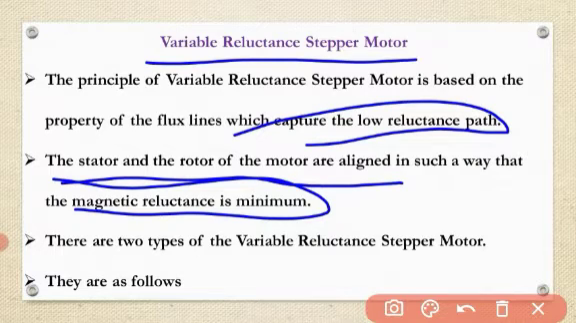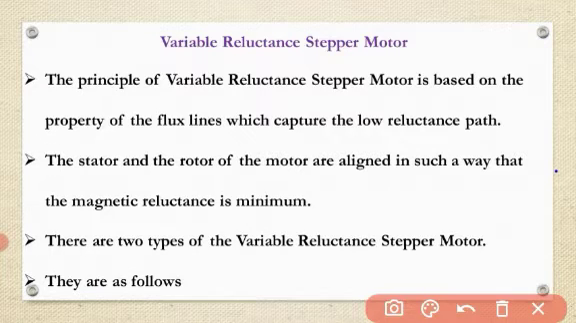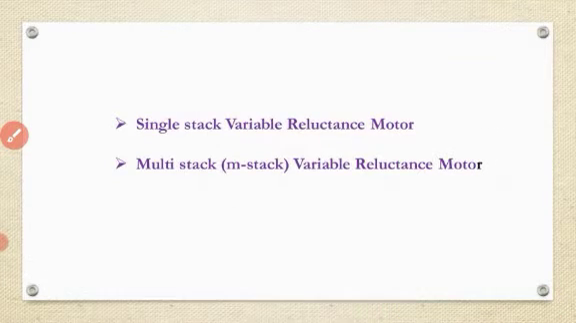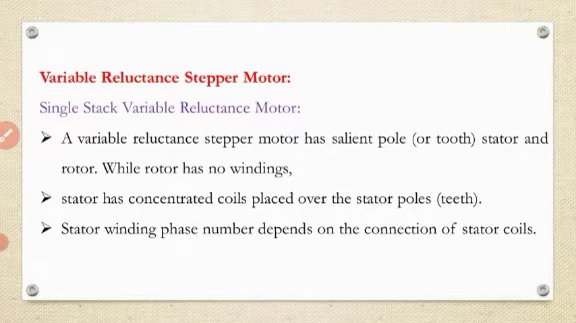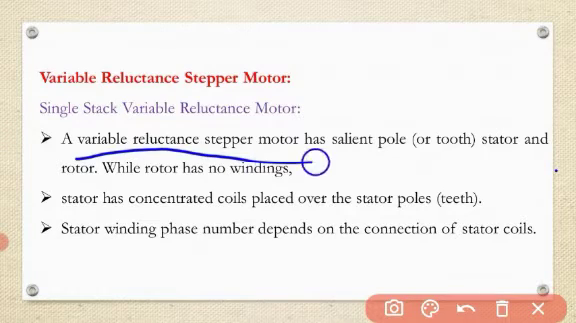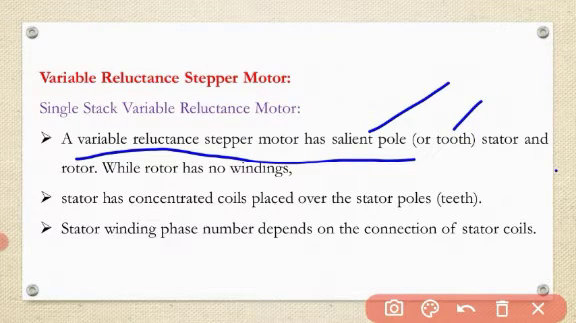There are two types of variable reluctance stepper motors: single stack variable reluctance motor and multi stack variable reluctance motor. First one is the variable reluctance stepper motor, single stack. Here, a variable reluctance stepper motor has salient pole or tooth stator and rotor, while the rotor has no windings. I repeat, the variable reluctance stepper motor has salient poles. I will show the figure in the next slide.